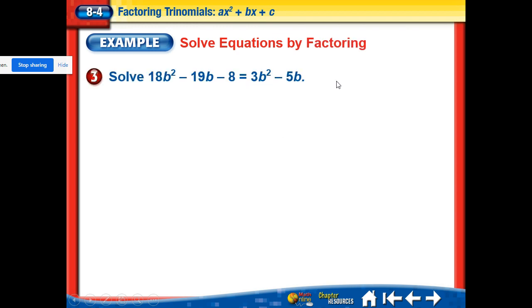You can even have something like this one. And again, this one is not equal to 0. In order to use the zero product property, of course, it has to equal 0. So we can't have these over here. So we're going to need to move them over to the other side.